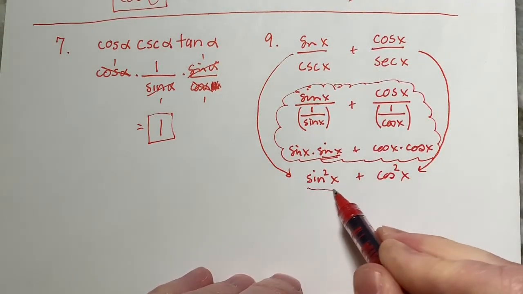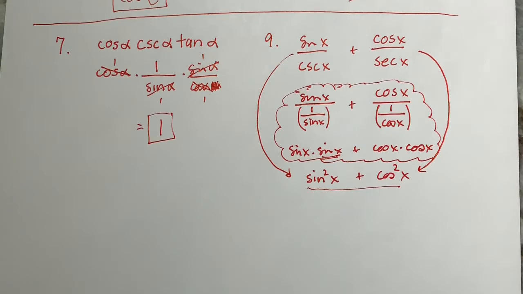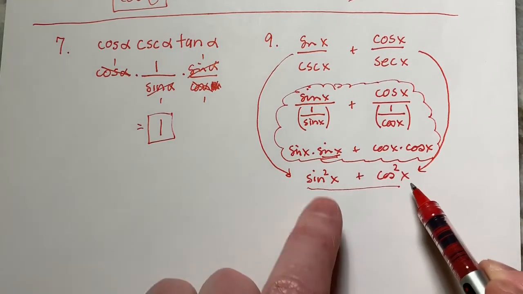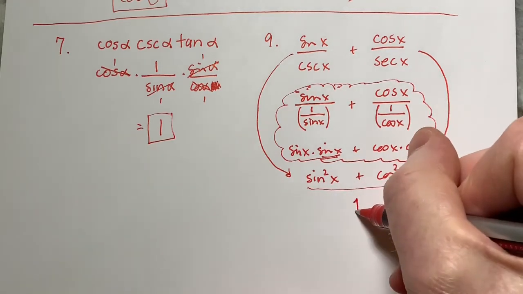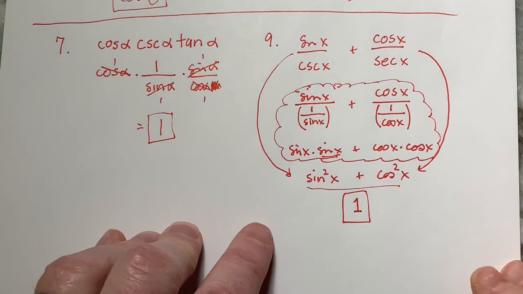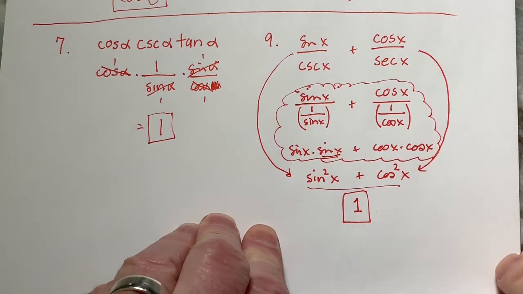And then now, what do I recognize? That's a Pythagorean identity. As long as sine squared and cosine squared are being added and they have the same angle, they're always going to be equal to 1. All right? And that is number 9. So on to number 11.